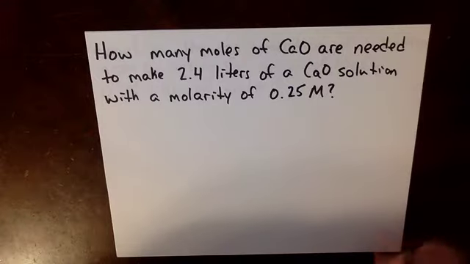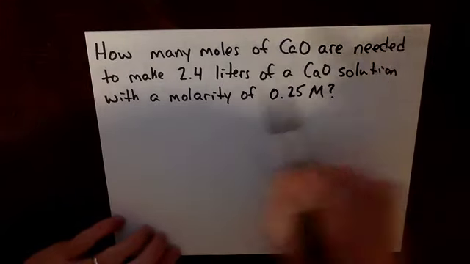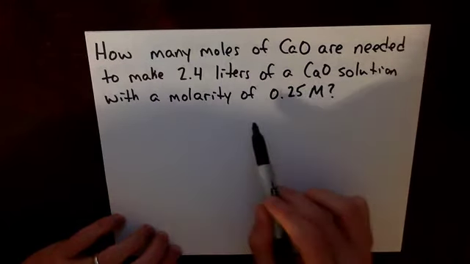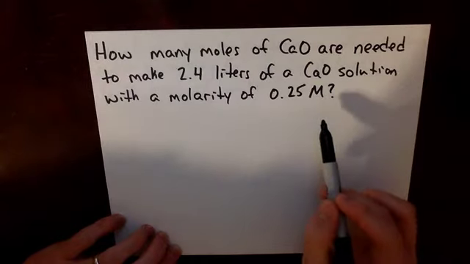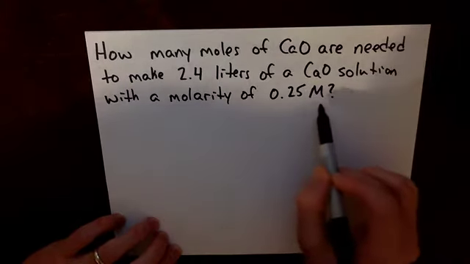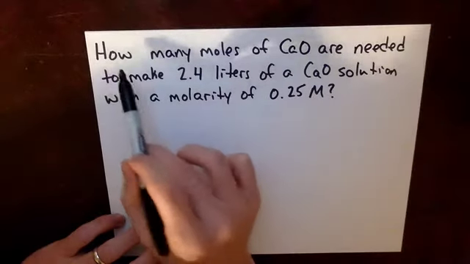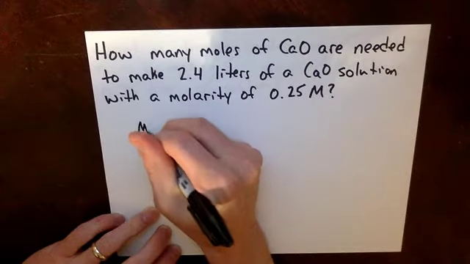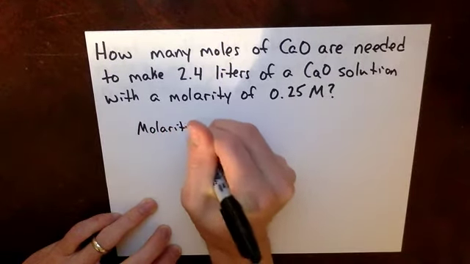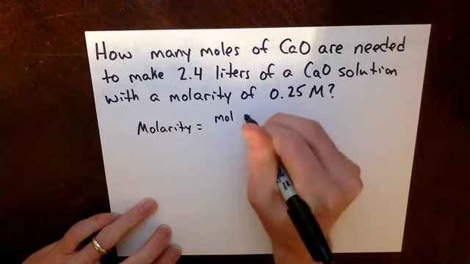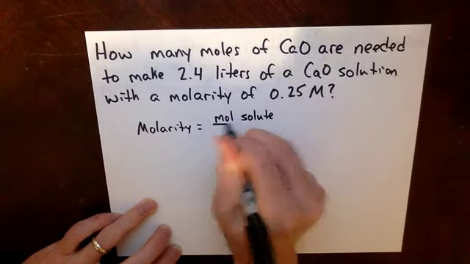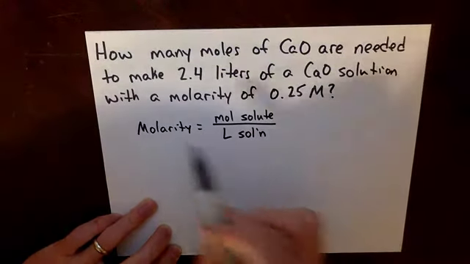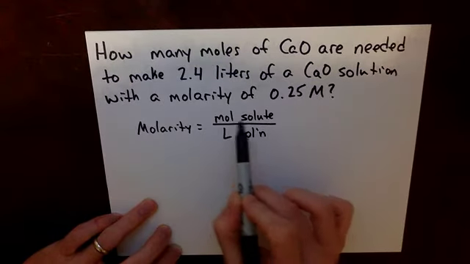Okay. So the next practice problem: how many moles of CaO are needed to make 2.4 liters of a CaO solution with a molarity of 0.25 molar? So in this one, we're not trying to solve for the concentration because we've already been given that. We're trying to solve for moles of the solute. Well, it begins the same way. Molarity is still equal to your moles of your solute divided by your liters of solution, except this time, we're not trying to solve for molarity, we're trying to solve for moles of solute.